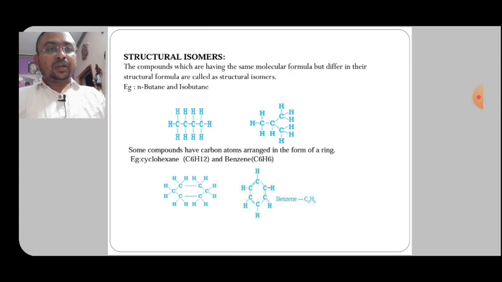Some compounds have carbon atoms arranged in the form of a ring. Examples are cyclohexane as well as benzene. Cyclohexane doesn't have aromatic character, but benzene has aromatic character.